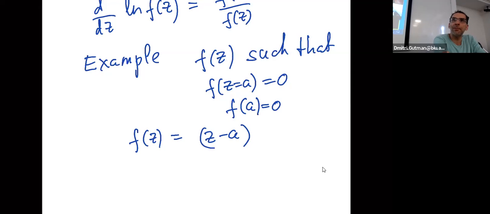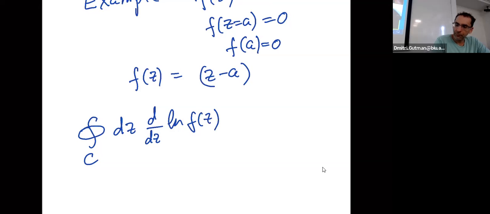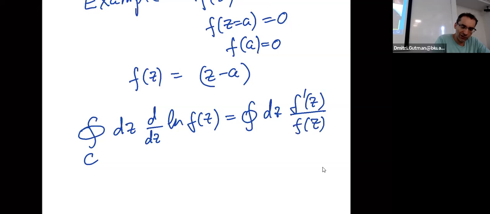So let us look at what happens with the function z minus a, and then we'll try to extend our understanding. For now, we can just think about this very specific function f of z equals z minus a. Later on, we will extend it to any function that vanishes at the point z equal a. And let's compute an integral along the contour C of d over dz logarithm f of z. So far it's not specific. This is just the logarithmic derivative.